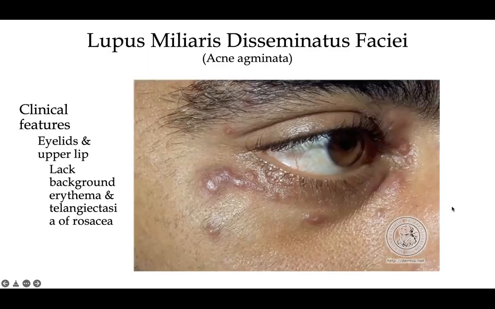Lupus miliaris disseminatus fasciae, another one of my favorite diagnoses because of the histopathology. Historically, it's also been known as acne agnata. The clinical features include papules and coalescing plaques in some cases, located around the eyelids and upper lip. Typically, there's a lacking of the background of erythema and telangiectasia of rosacea. So there's something different about this, and it strikes you as it's not quite acne, it's not quite rosacea.